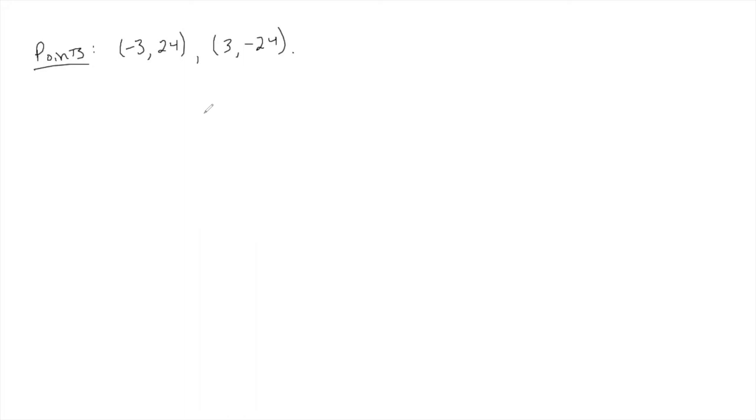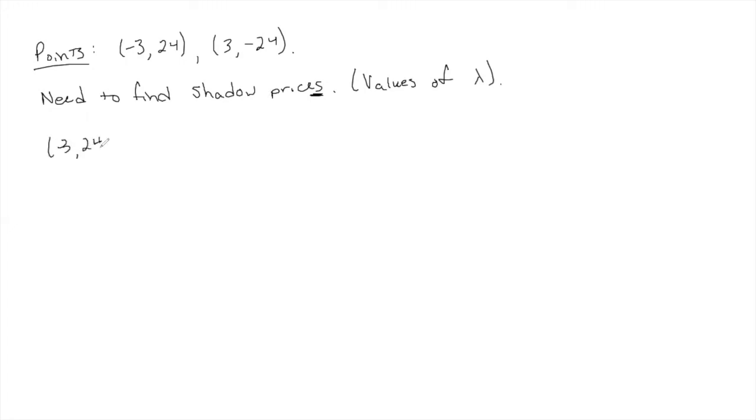And now we need to find shadow prices in this case. I'm going to underline that S there because I have 2 different points. They should give me 2 different values of lambda. So I'll organize my work here. This is the work that corresponds to negative 3, comma, 24, and over here is the work that corresponds to 3, comma, negative 24.